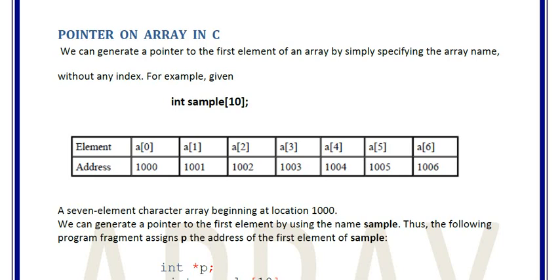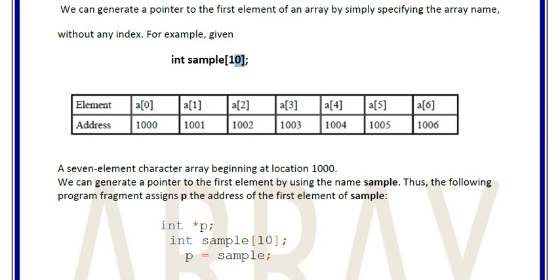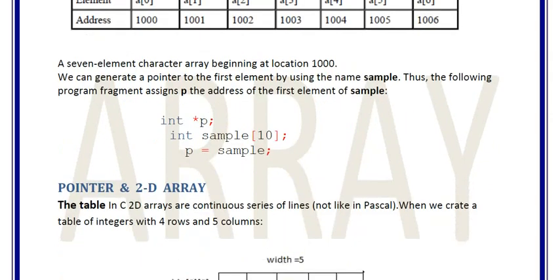Now, pointer in array. Here we have integer type with array name sample and index size 10. By pointers we need to point here. Here we have an example. First we declare int, which is the variable type, and then the pointer p. Then we have declared the array, and here the sample array is assigned to the pointer p. That is why the program assigns p the address of the first element of the sample array. That is how we initialize the pointer with the array.